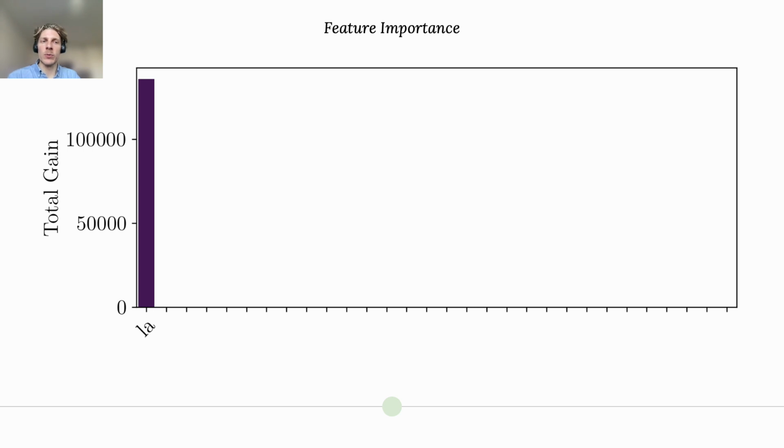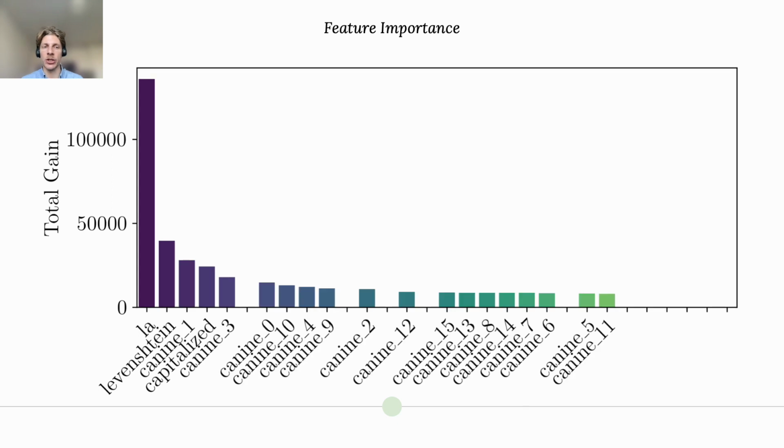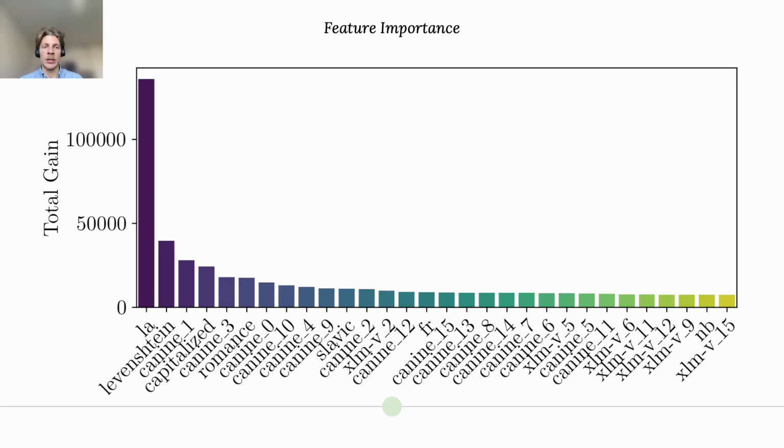The most important feature was whether one of the languages in a pair is Latin. It is because Latin is the source of derivatives in many European languages. It's followed by character level features, Levenshtein distance, and information whether the word is capitalized. The next features are principal components from CANINE. It's interesting that the order of the components doesn't follow the order of main components from PCA. The other important features are components of XLM-V, some language identities, and language group identities.